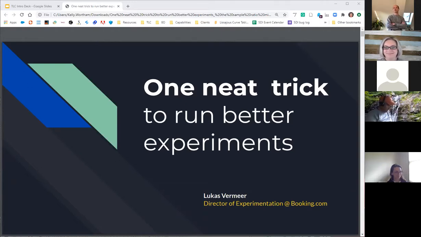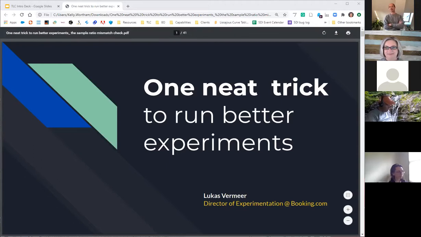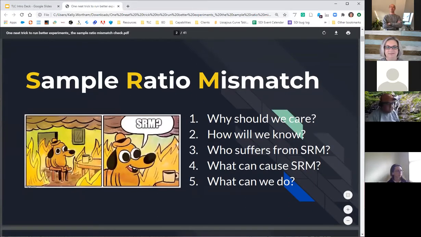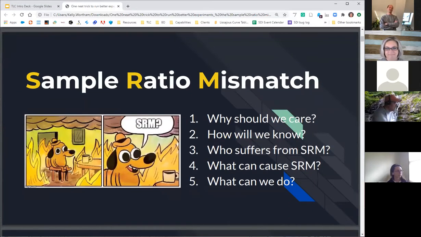So let's talk a little about the structure of this talk. I have 5 questions on the next slide that I think I want to address. First, why should we care, right? You're talking about sample mismatch, but why should I, as an experimenter, even care about this particular thing? Then second, how will we know that sample ratio mismatch has occurred? How do we know that we're actually encountering this problem? Then third, how prevalent is this? Does anyone have this problem or not?